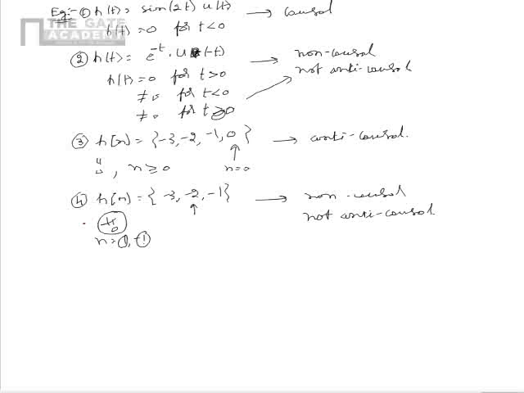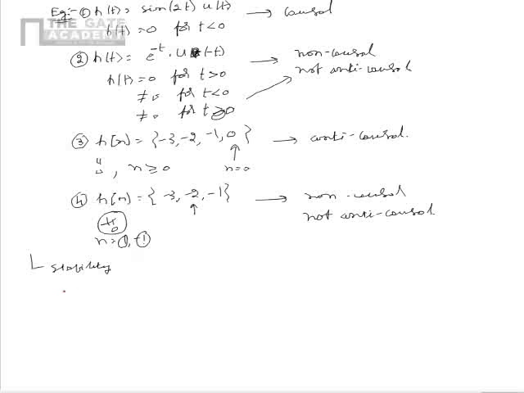So using these properties, we can say, given the impulse response of an LTI system, if it is causal or anti-causal or non-causal or non-anti-causal. Now let us look into another property of the LTI system, that is stability.